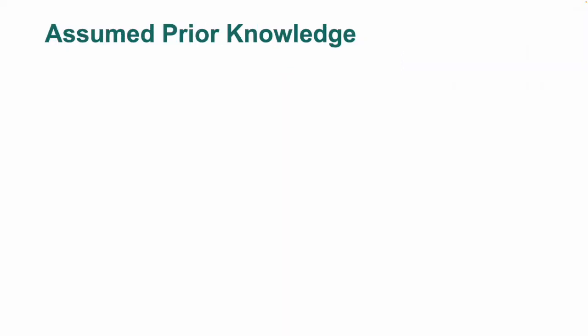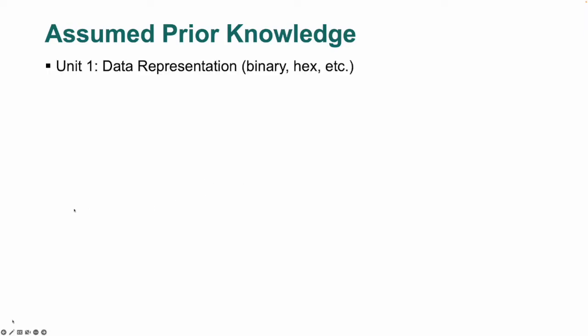So let me tell you what I am expecting you to already know so that you can get the most from this series. The first thing that I'm expecting you to know is a little bit of Unit 1, data representation of this course. Obviously there are different ways of structuring the syllabus and different teachers do different things, but this should definitely not be the first unit that you study. So yes, I am assuming you know all about binary, all about hexadecimal, and that kind of thing.